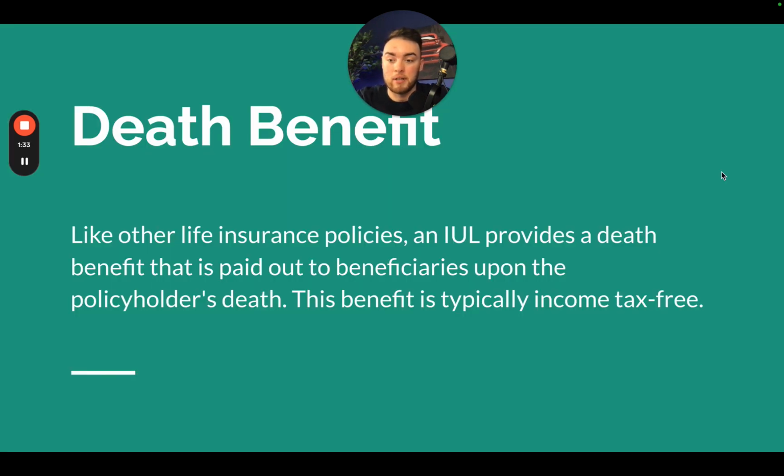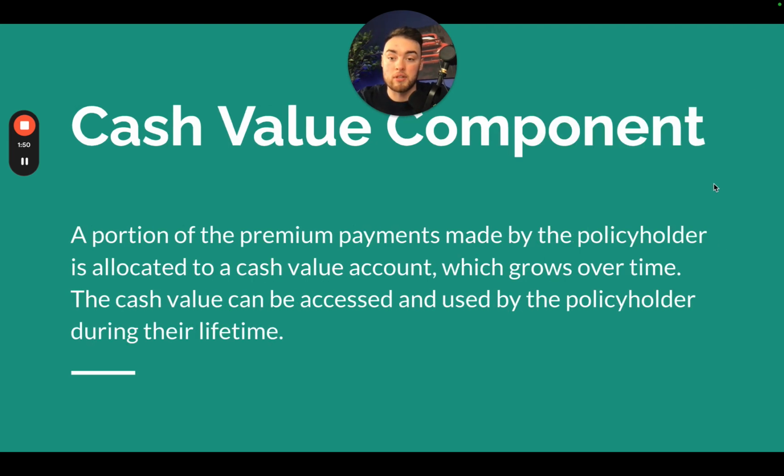So the death benefit. Like other life insurance policies, an IUL provides a death benefit that is paid out to beneficiaries upon the policyholder's death. This benefit is typically income tax free. And so that's a huge feature of the IUL, the death benefit. The next key feature is the cash value component. A portion of the premium payments made by the policyholder is allocated to the cash value account, which grows over time. The cash value can be accessed and used by the policyholder during their lifetime, which is awesome. You're basically treating this like a high-yield savings account on steroids.